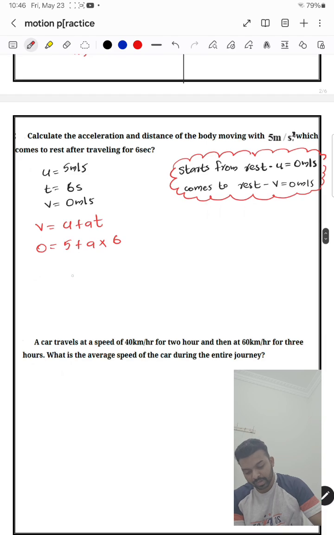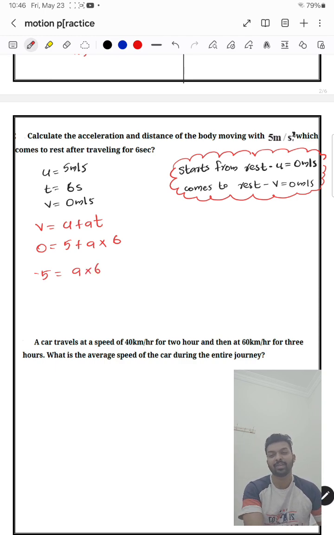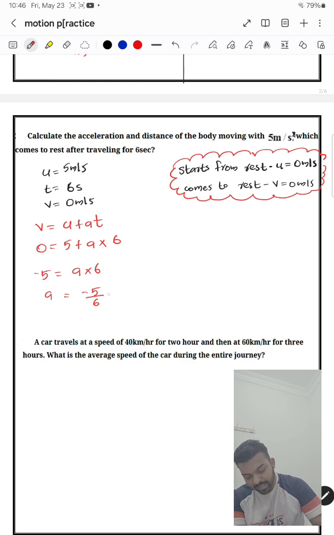Now I'll take this 5 to this side. It will be minus 5, because 5 comes to this side. So minus 5 is equal to a into 6. Clear? So a will be minus 5 by 6. It will be minus 5 by 6 meter per second square.